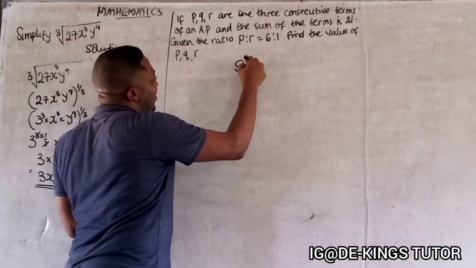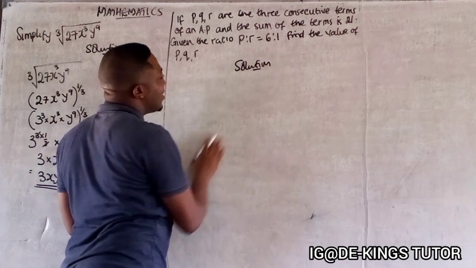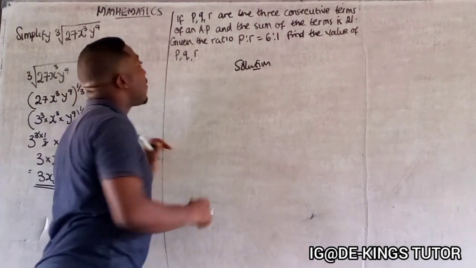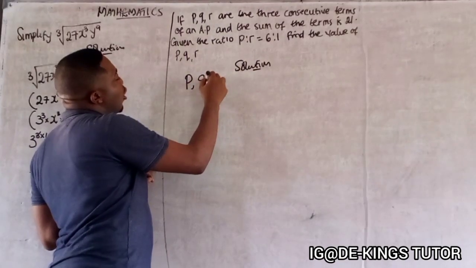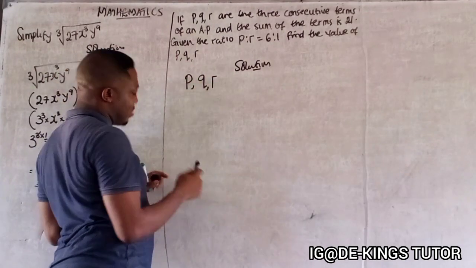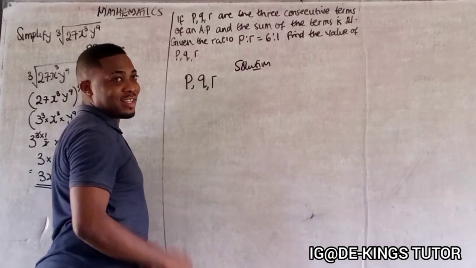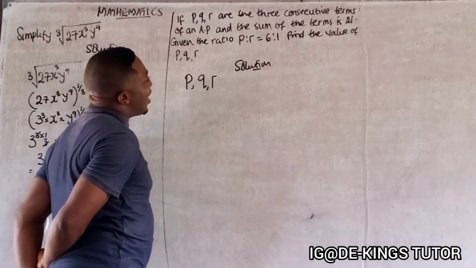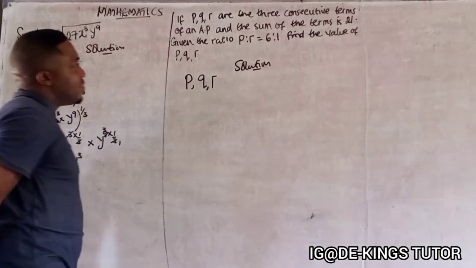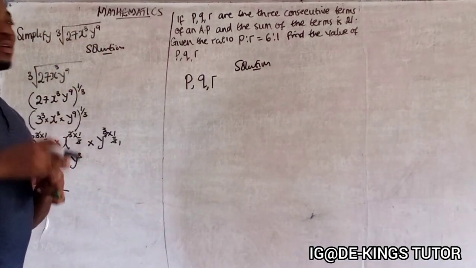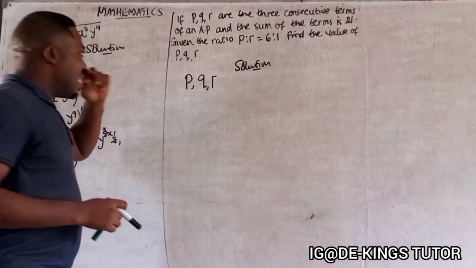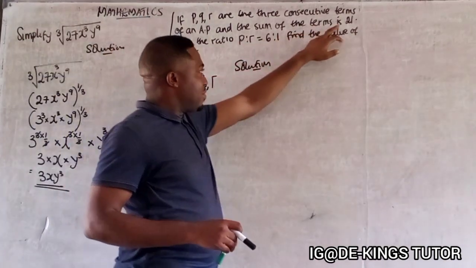Now, we have the solution. If we have P, Q, R as 3 consecutive terms, now, consecutive means they follow themselves, okay, of an AP. And then the sum of the terms is 21.